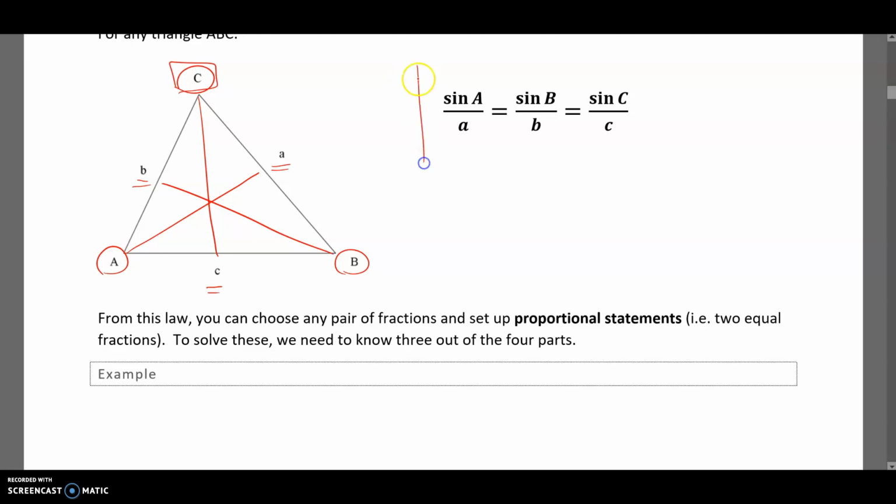So the law of sines is set up here. Sine of angle A over side a equals sine of angle B over side b equals sine of angle C over side c. When we're using the sine law, we choose a pair of those fractions to set up proportional statements, or two equal fractions, where we know 3 out of the 4 parts, the parts being the angles and the sides. Once we set that up, if we have only one unknown, we can use algebra to solve.